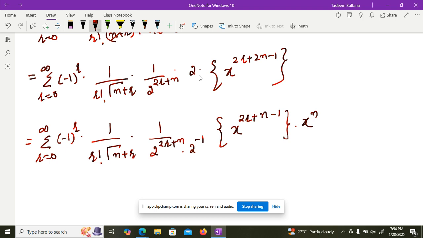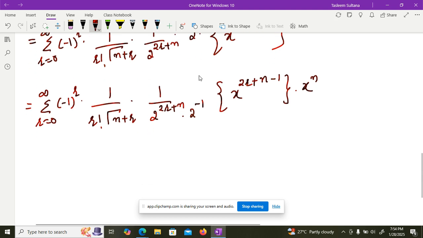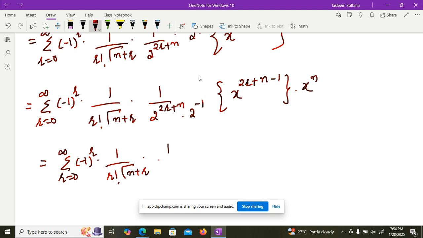If the bases are same, powers are going to be added. So what I did, I separated one n, because what we require is one, according to that I am moving. It is equals to summation r equals 0 to infinity, minus 1 to the power of r, 1 divided by r factorial gamma of n plus r into 1 divided by 2 to the power of 2r plus n minus 1 x to the power of 2r plus n minus 1 into x to the power of n.